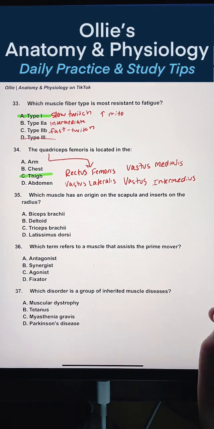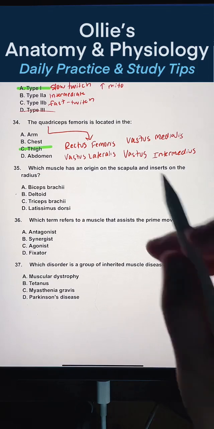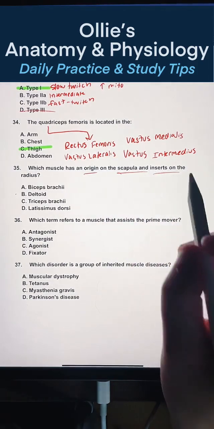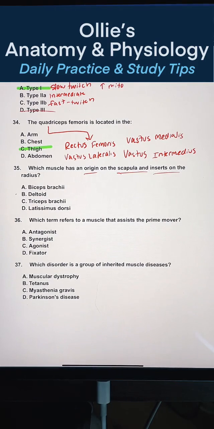And number 35, which muscle has an origin on the scapula and inserts on the radius? A, B, C, or D? So remember, a big part of a muscular system is origin, insertion, innervation, and action. But what muscle has an origin on the scapula and an insertion on the radius? A, B, C, or D?